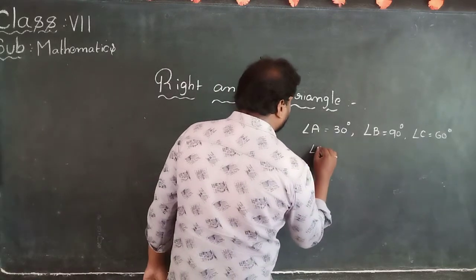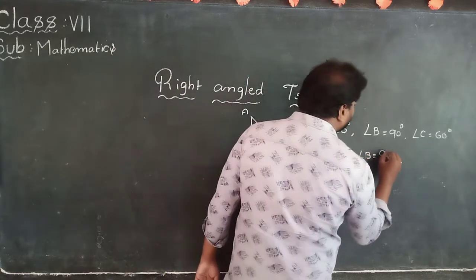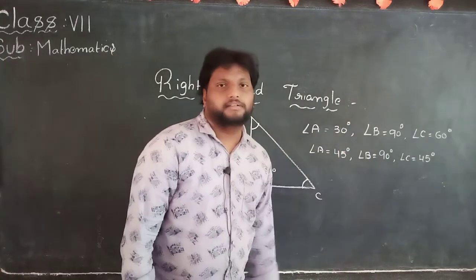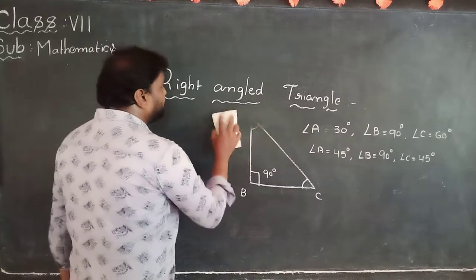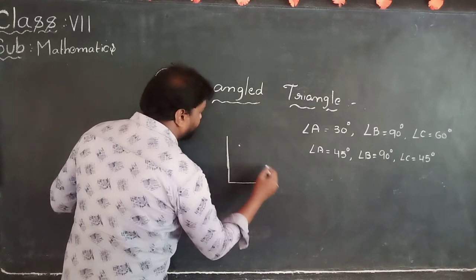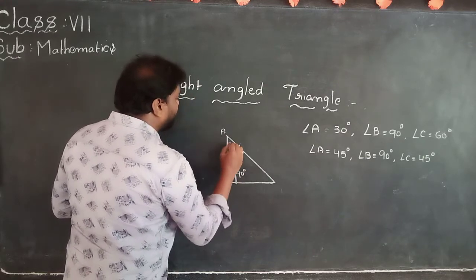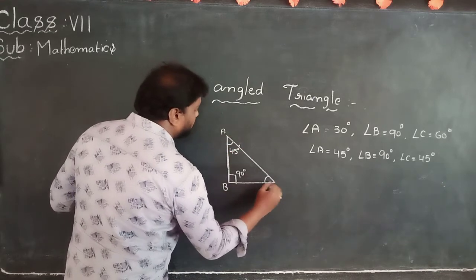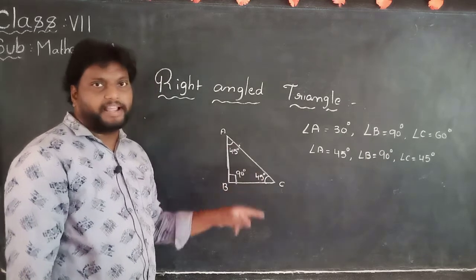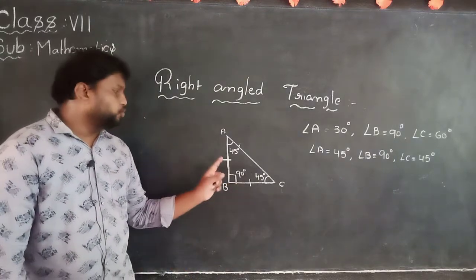And one more triangle is there: angle A is equal to 45 degrees, angle B is equal to 90 degrees, angle C is equal to 45 degrees. See here, two angles are equal. I will draw a diagram. This is 90 degrees, this is B. This is A, 45 degrees. C, 45 degrees. Two angles are equal means compulsorily two sides are equal.